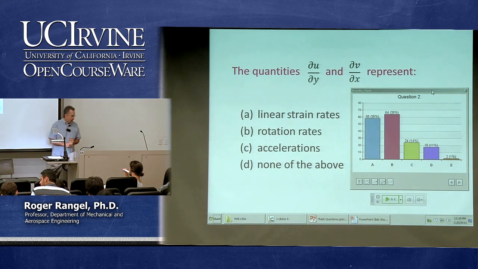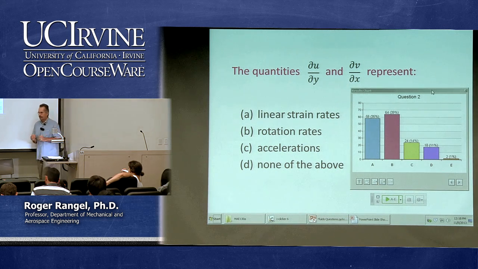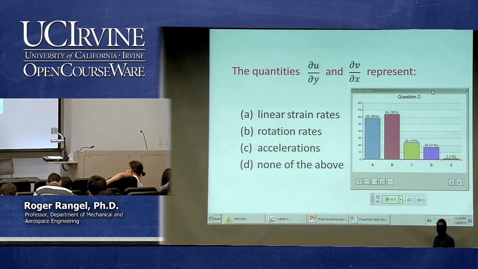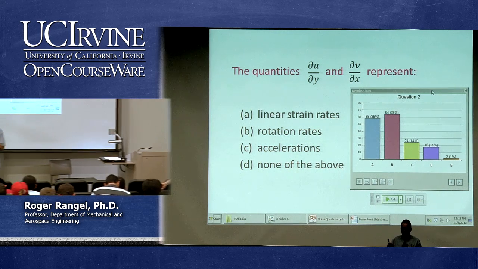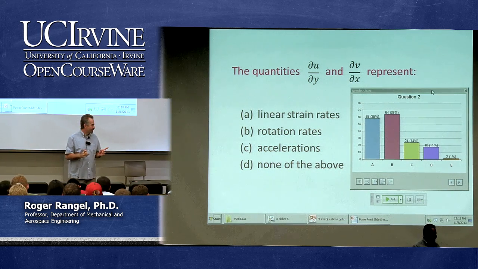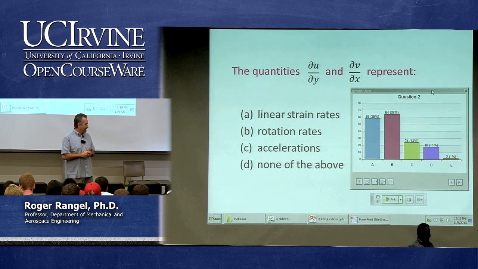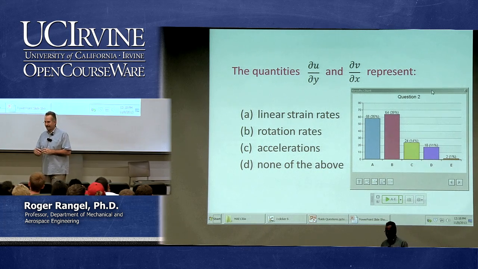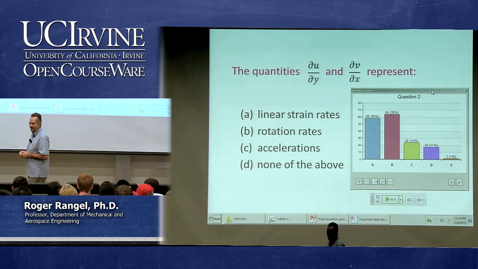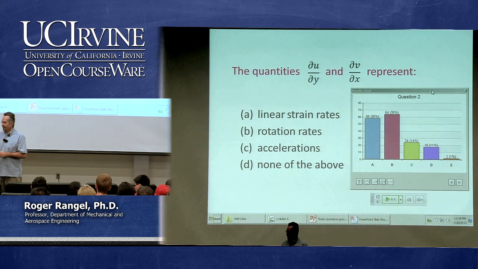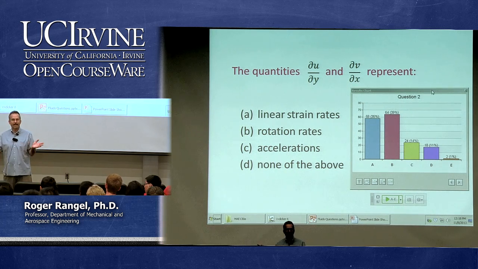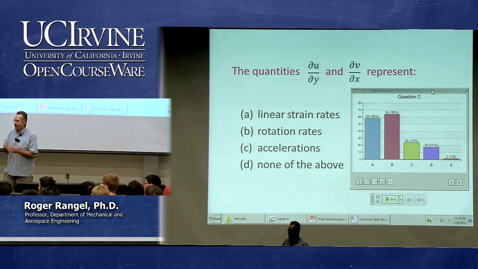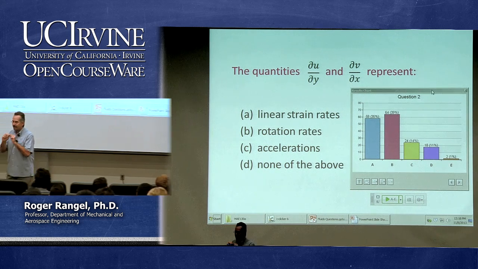All right. So for those who know that they are rotation, how do you know that they are not linear strain rates? Somebody who knew the right answer? Is that because they could do the streamline? Who said A? Who said B? Okay. Why? How do you know that they are not linear strain rates?